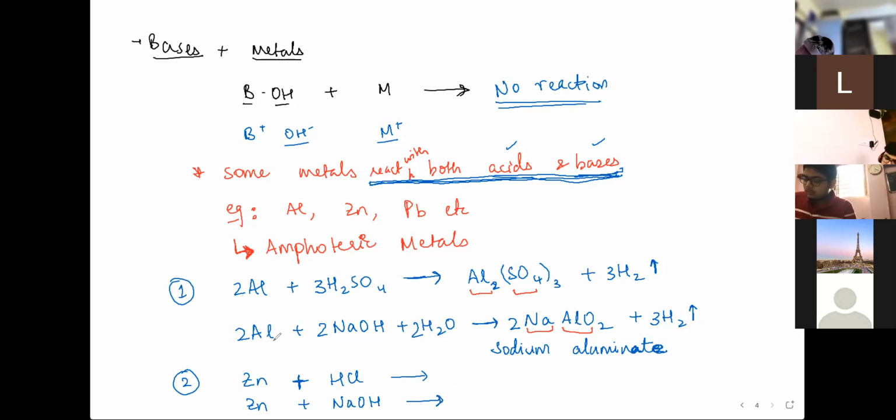Okay. Aluminium plus NaOH, you got sodium aluminate. Zinc plus NaOH, what will you get? Sodium zincate, absolutely. The formula of sodium zincate is slightly different. It's Na2ZnO2.